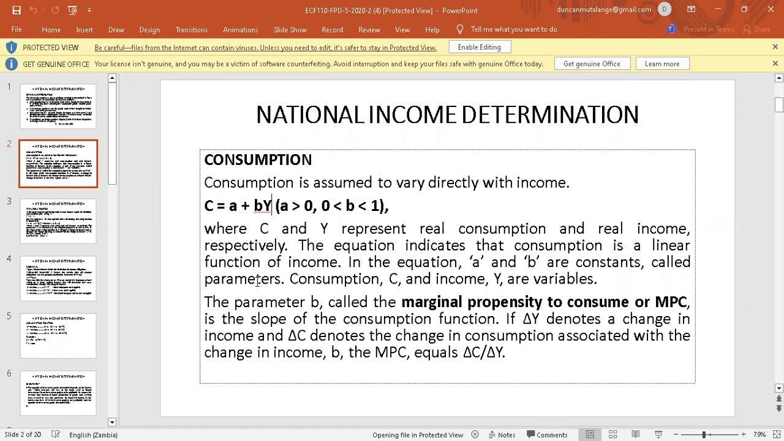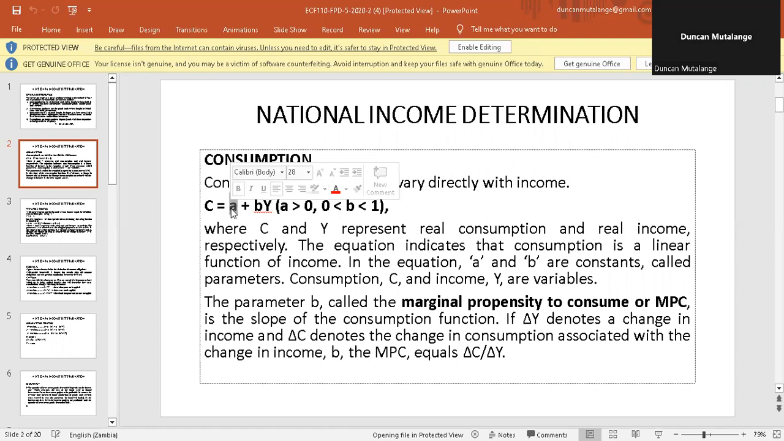Can you try it out? It's going to be C is equal to A, right? Because in this part, when Y is 0, any number multiplied by 0 will just be 0, isn't it? So you're only going to remain with A. Which also gives us another definition of what we can call autonomous consumption.